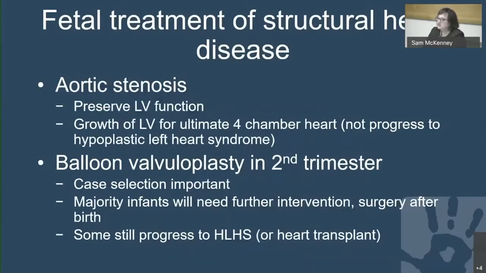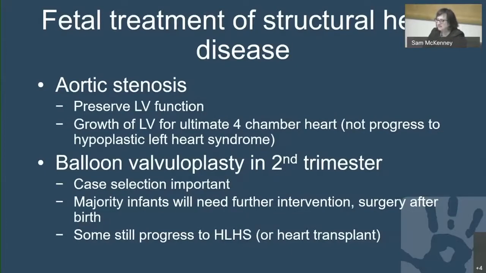So fetal treatment of structural heart disease is still fairly limited. It's really limited to aortic stenosis and occasionally severe pulmonic stenosis. With regard to the aortic stenosis, the goal is to preserve the left ventricular function and ideally the growth of the left ventricle so that ultimately these babies can have what we call a four-chamber or normal heart, essentially not progress to hypoplastic left heart syndrome.